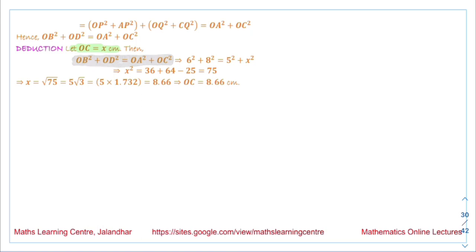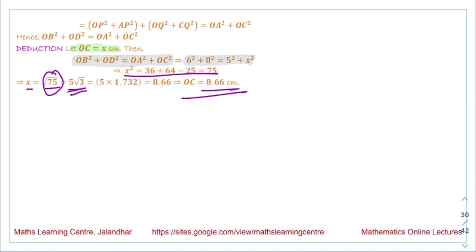So if we substitute all these values in this formula, we will get 6 square plus 8 square is equal to 5 square plus x square, and on solving this we will get the value of x square is 75. So x is the square root of 75, that is 5 root 3, and on solving this you will get the value of OC is 8.66 centimeter.